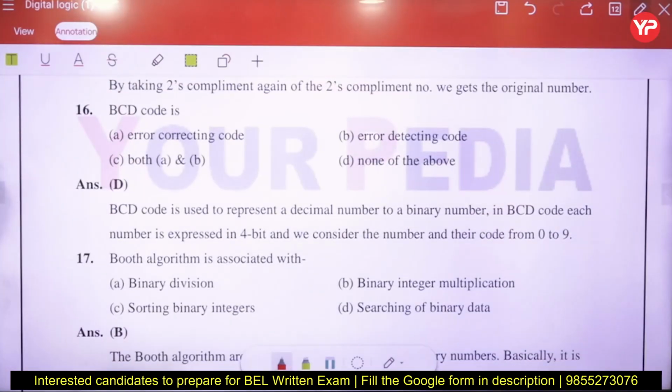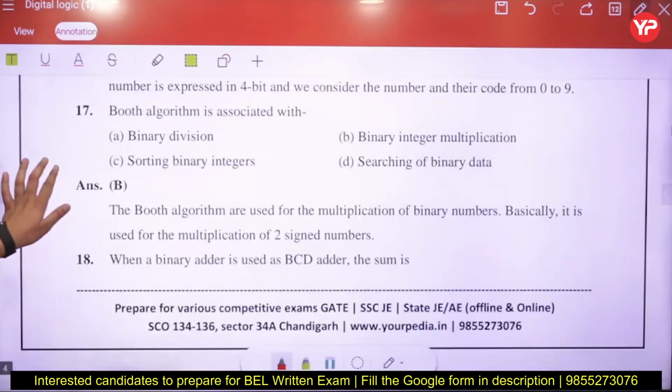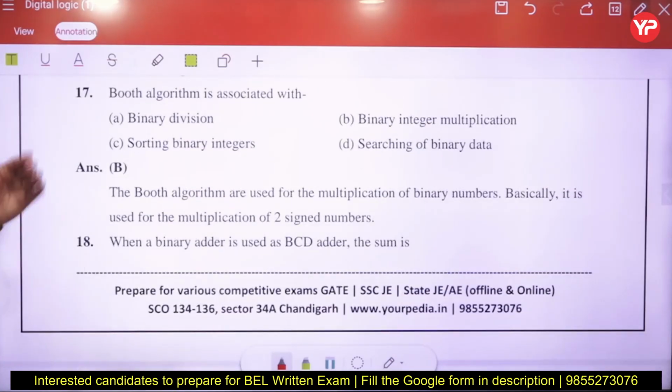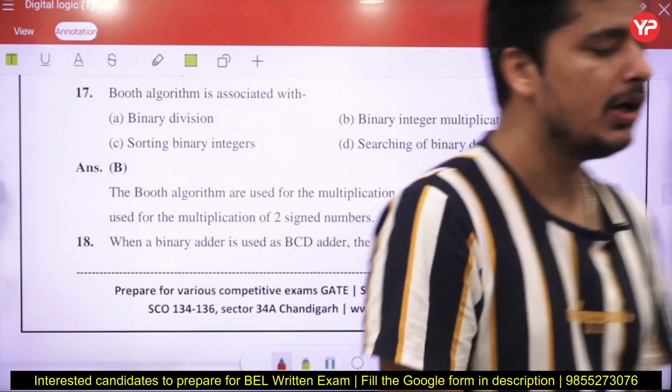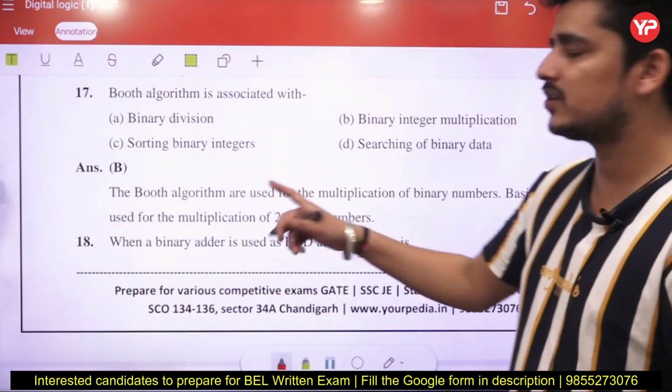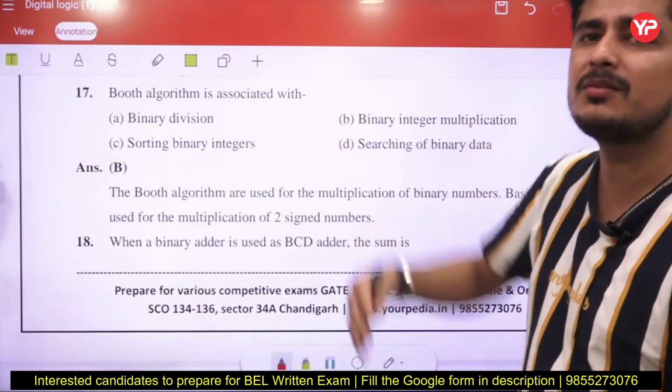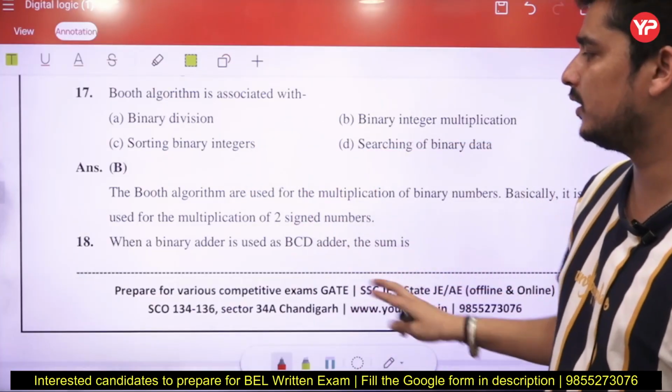BCD code is error correcting code, error detecting code, both A and C, none of these. See, BCD is just a binary coded decimal number. It is not any type of error correcting and detecting code. Booth algorithm is associated with binary integer multiplication. Remember these things. Don't think that these are out of syllabus, right?